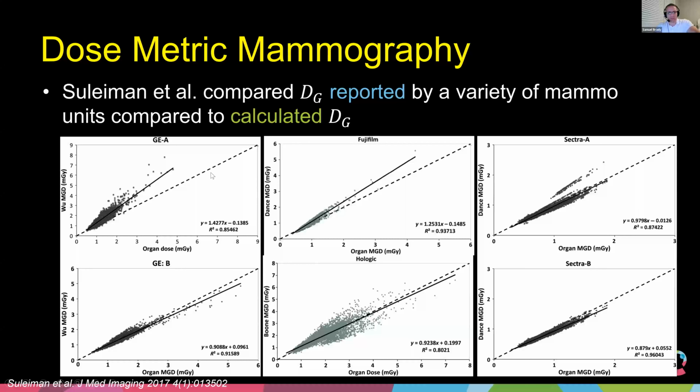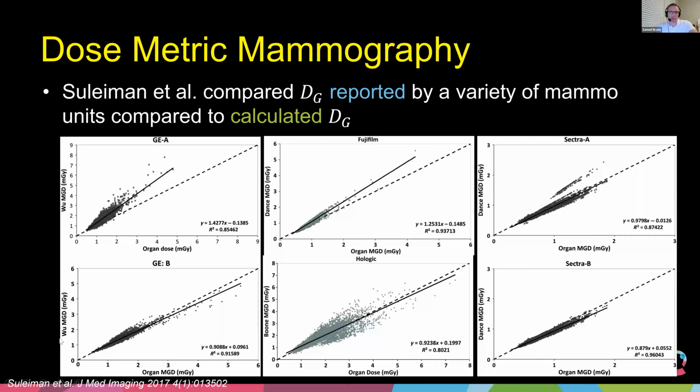And the dashed line going at 45 degrees in every one of these plots is, quote unquote, truth. If the machine reported a number that was exactly the same as what was calculated by hand, then it would be a one-to-one correlation, or perfectly accurate, 100% accurate. So anytime the trend lines deviate from this dashed line, that tells you how much the system values are different than truth. You can see here, there's a couple things going on.